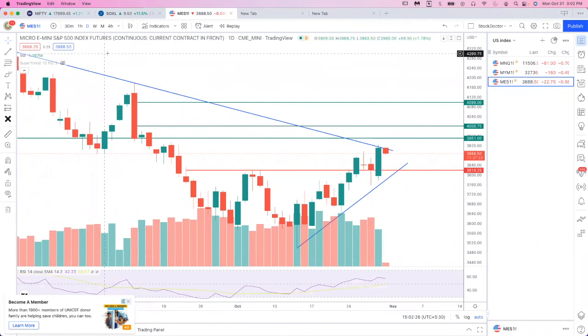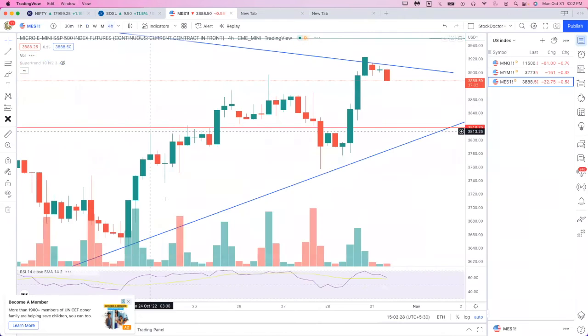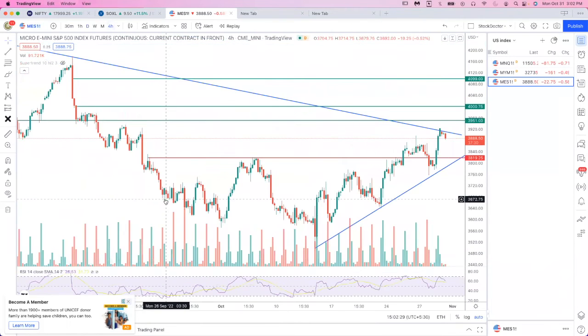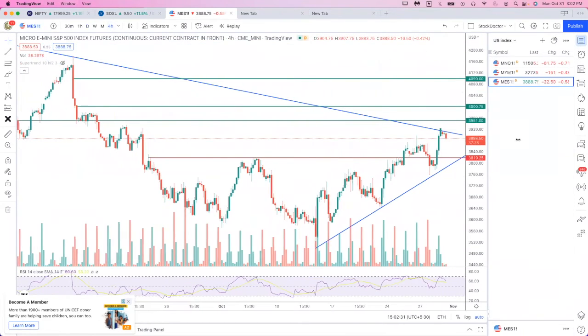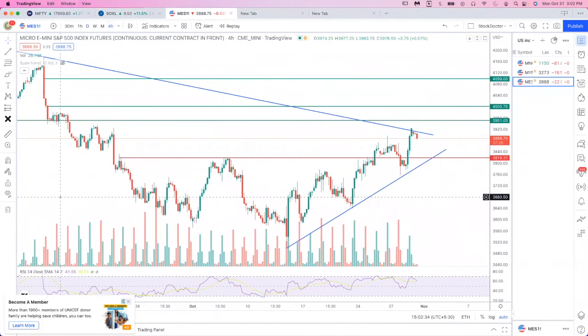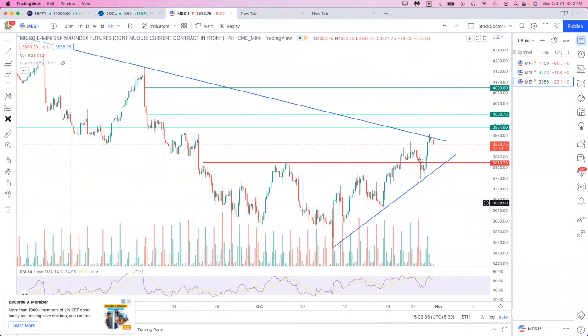Now the last index we have is the S&P 500. Let's move to the 4-hourly chart. You can see the S&P 500 is showing the same style as the Nasdaq. It has given a good breakout, and now it is giving a retracement. It has given this horizontal breakout above this level. This was the horizontal resistance: first resistance here, second resistance here, third resistance in this area.